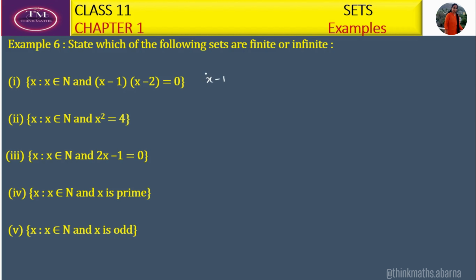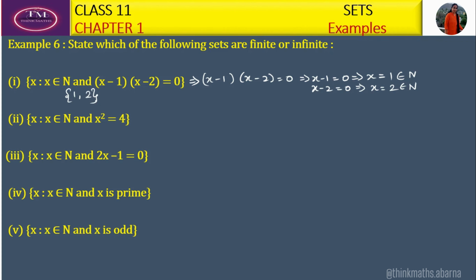So what is given? (x minus 1)(x minus 2) equal to 0. That means x minus 1 will be equal to 0 and x minus 2 will be equal to 0. If x minus 1 is equal to 0, then x will be equal to 1, since minus 1 becomes plus 1. If x minus 2 is equal to 0, then x equals 2, when we change the sign. So 1, 2 belong to the natural number system. Both solutions satisfy the natural number system. Therefore, the elements in this set are 1, 2. So there are two elements in this set, which is countable. That means the first problem is a finite set.